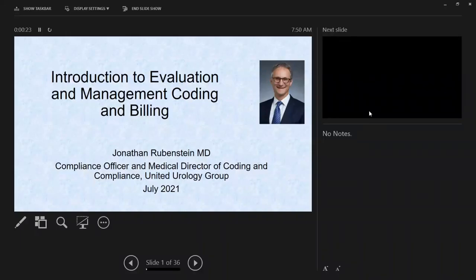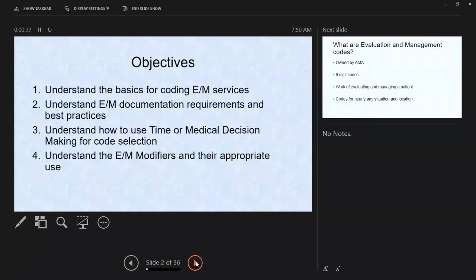I'd now like to talk about evaluation and management, coding and billing. Evaluation management is the process of evaluating and managing patients, and it's the bread and butter of what all providers do in almost any location, any time, when they see a patient and they create a plan for that patient.